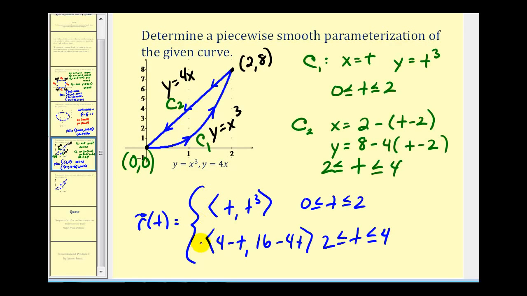So as you can see, some of these formulas can be a little tricky when trying to determine how to manipulate an expression for t to get the values that we need to make these formulas work. I hope you found these examples helpful.